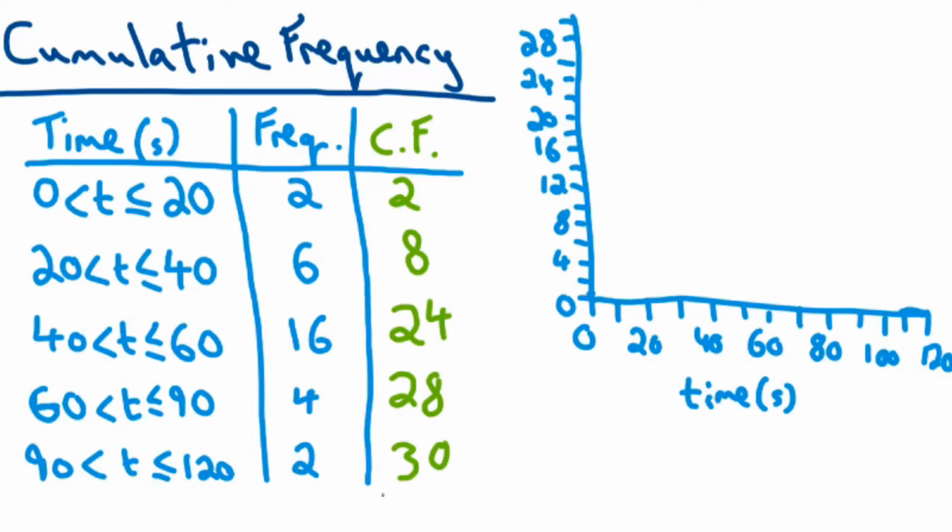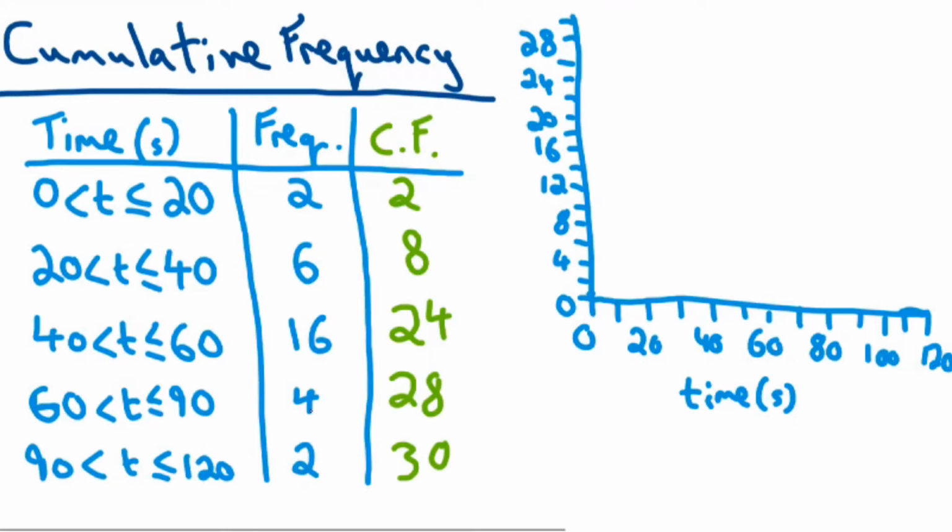So not only has this helped us work out how many of these things there are, let's say these are students, on how long it took them to answer a given question, time in seconds. So 30 students in total, 2 of which answered it in less than 20, 6 answered it between 20 seconds and 40 seconds, 8 therefore in total answered between 0 and 40.